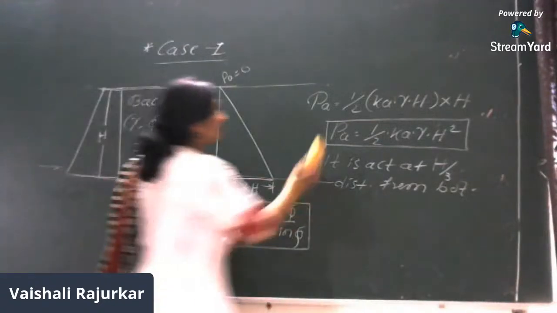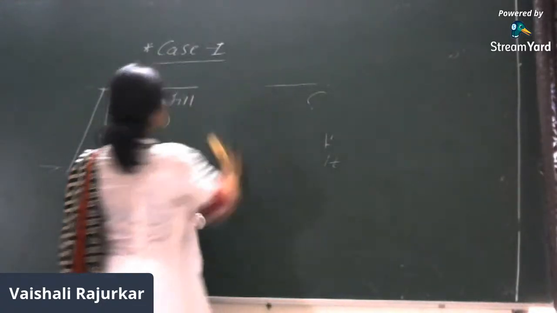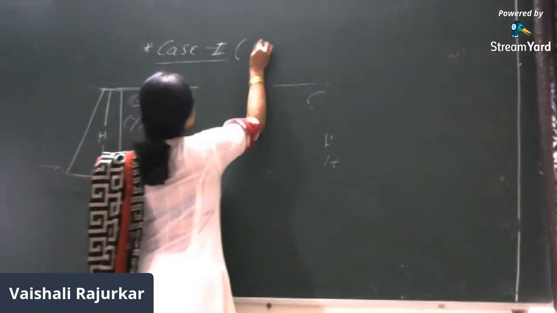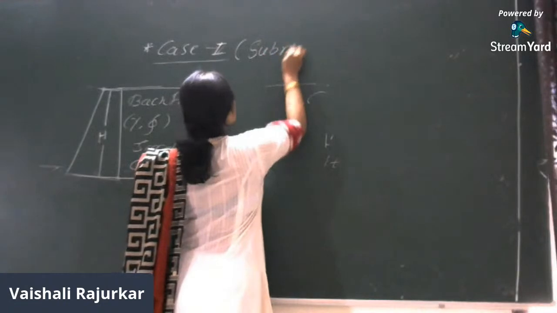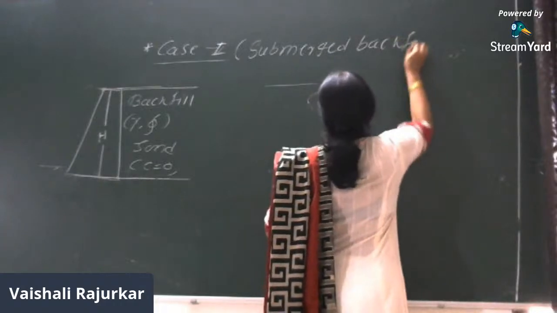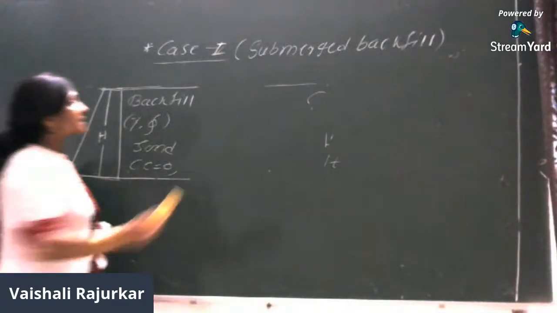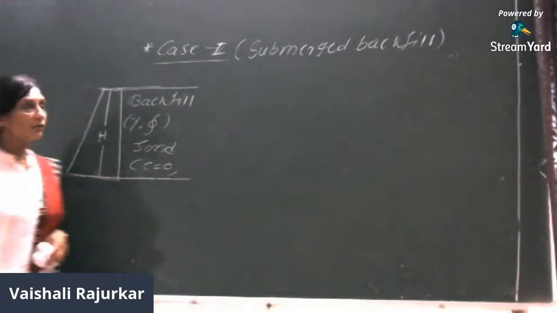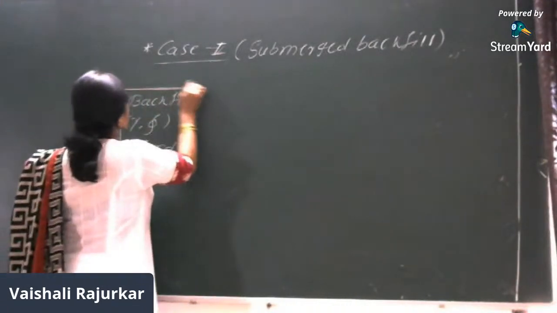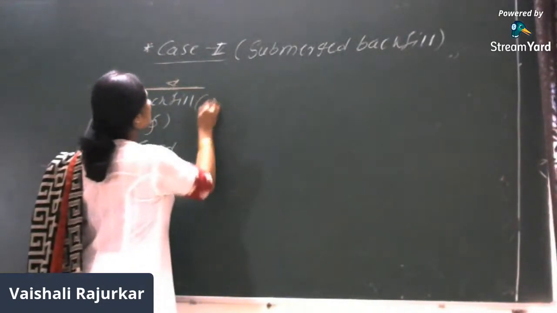So I'll just draw the diagram of it. Case 2, the second case: submerged backfill, when the water table reaches the ground level. Now in this case, what have we assumed? The water table reaches the ground level, so the backfill becomes submerged.